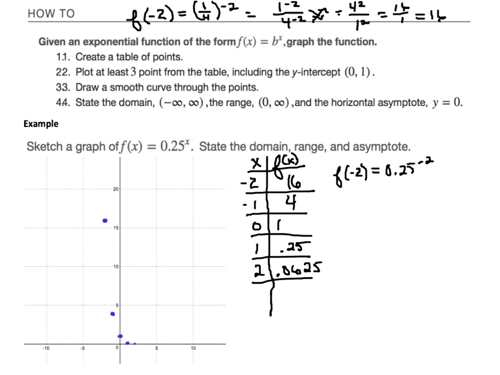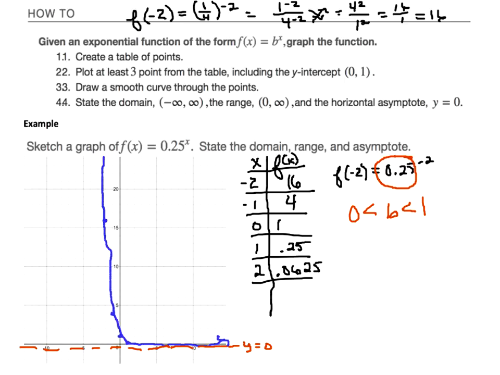And then it's going to follow that horizontal asymptote. I actually crossed over, but you knew what I meant to do because you know what asymptotes are. So it's my horizontal asymptote at y equals 0, because I have not shifted up or down. Notice my b value is between 0 and 1, so I have a decreasing function here.